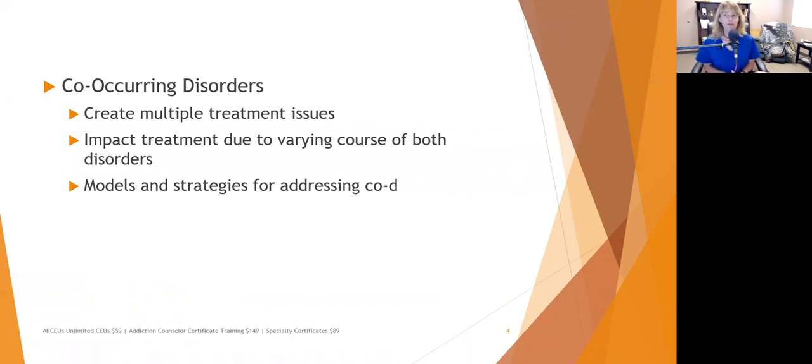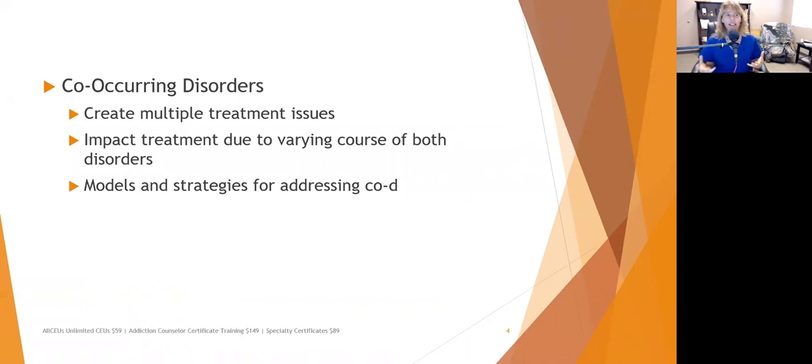Co-occurring disorders impact treatment due to the varying course of both disorders. As the substance use improves, as they start working on the stuff that happened when they were in their addiction or led them to their addiction, that could push some buttons and trigger some depression, some grief, some anxiety, some trauma. Likewise, as they sober up, they may have been self-medicating to tone down the flashbacks or silence them altogether. So when they're clean, they may have a flood of flashbacks and stuff that comes up from PTSD.